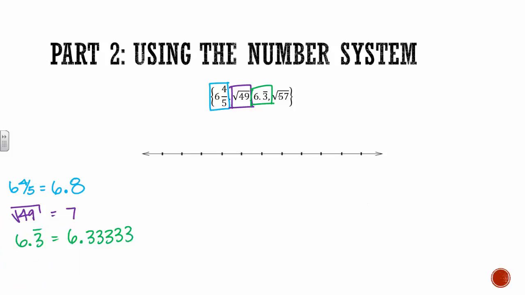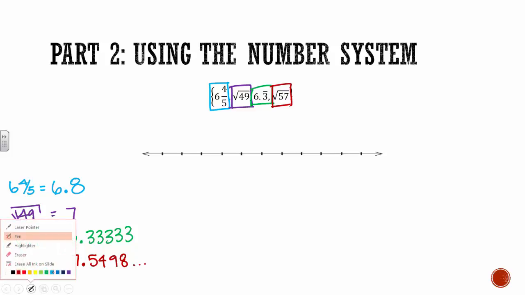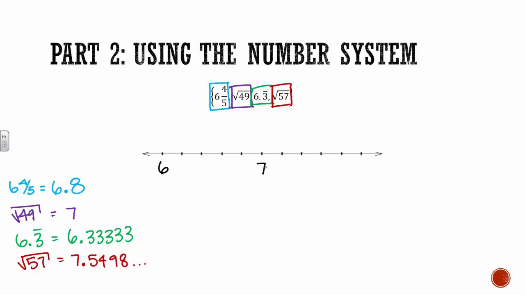And then this last one, square root of 57. That one I do not know off the top of my head, so I'm going to plug it in and I get 7.5498. We'll stop there. It goes on with more stuff. So now when I go to graph these things, I can tell that my numbers are somewhere in between 6 and 7. So let's make a number line that looks like that. We'll have 6, and then we'll do 1, 2, 3, 4, 5, and we'll do 7. So if I split it up into fifths, this would be like 6.2, 6.4, 6.6, 6.8, and 7.